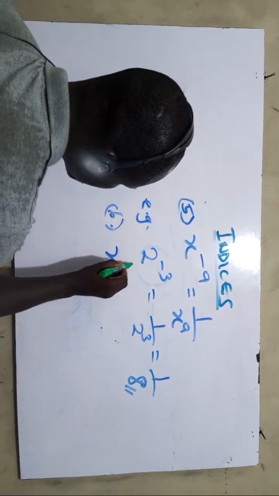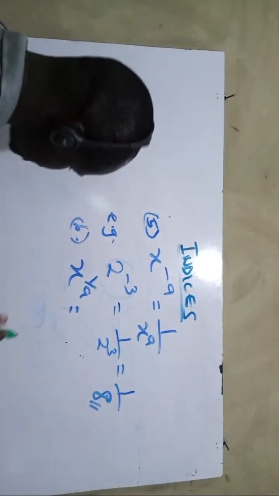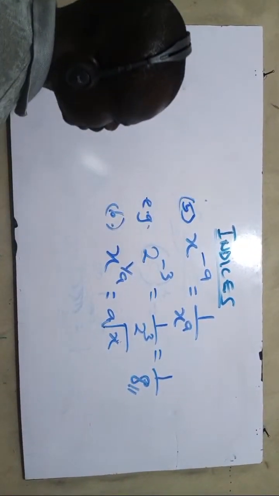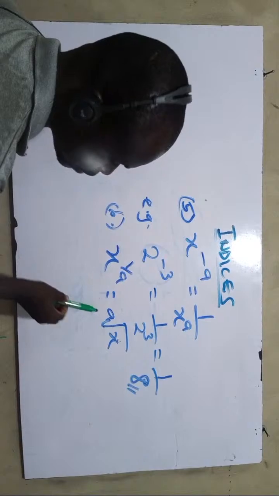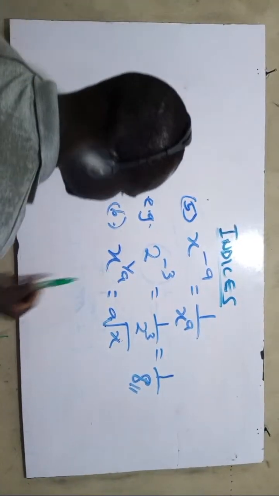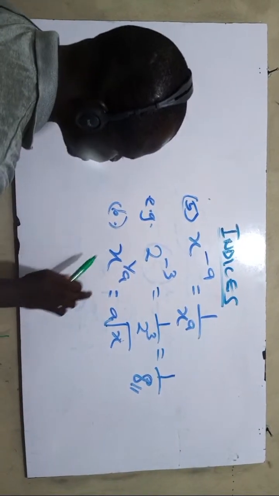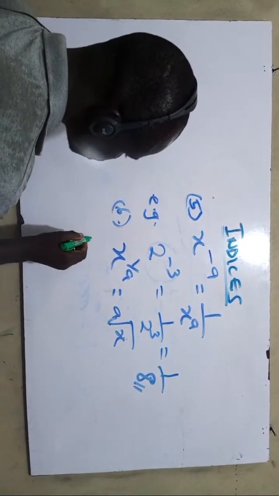That is, if you have x raised to 1 over a, the law says that this will be the a-th root of x. Where we have this a, if it is 2, then we are talking about the square root. If it is 3, it is the cube root. If it is 4, it is the fourth root. And if it is n, it is the nth root of what we are given.